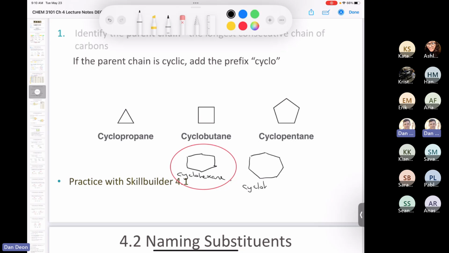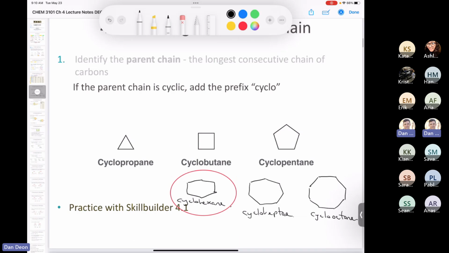So cycloheptane, right? And then cyclooctane, that's an octagon. So that's going to look like this, kind of like a stop sign. So this would be cyclooctane. Cyclononane and cyclodecane, you're on your own if you want to draw those. All right. So if it's cyclic, we prefix it with cyclo.